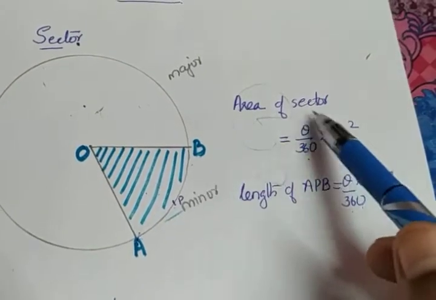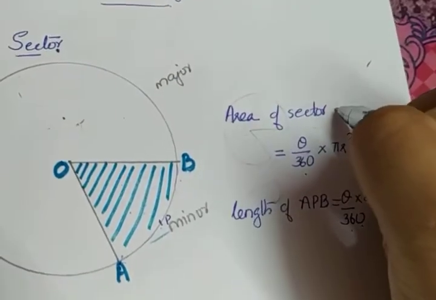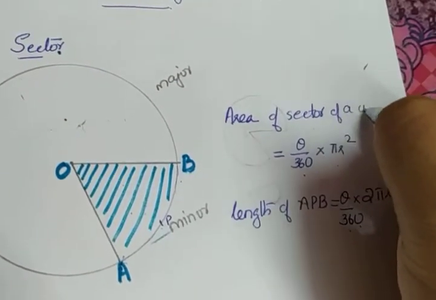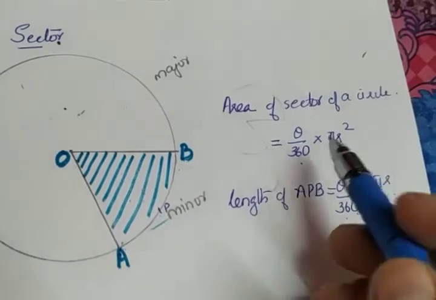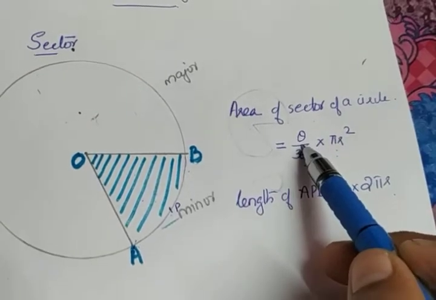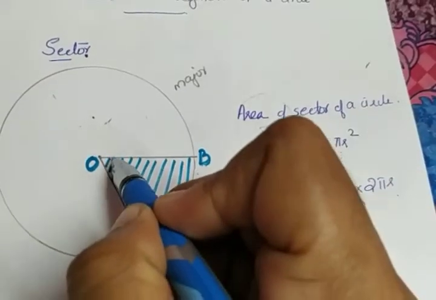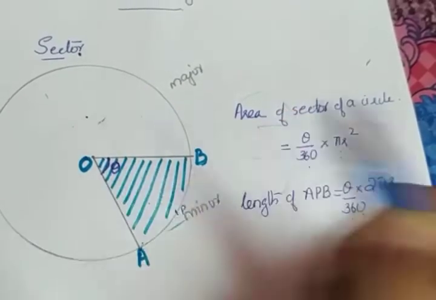Area of a sector, that term is actually not correct. We have to write area of sector of a circle. That is the correct wording. So r is the radius of the corresponding circle. What about theta? Theta is the angle formed by these two radii.